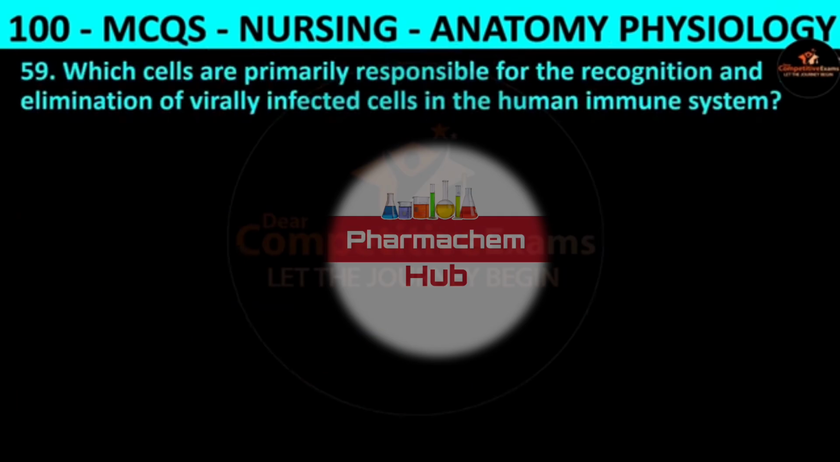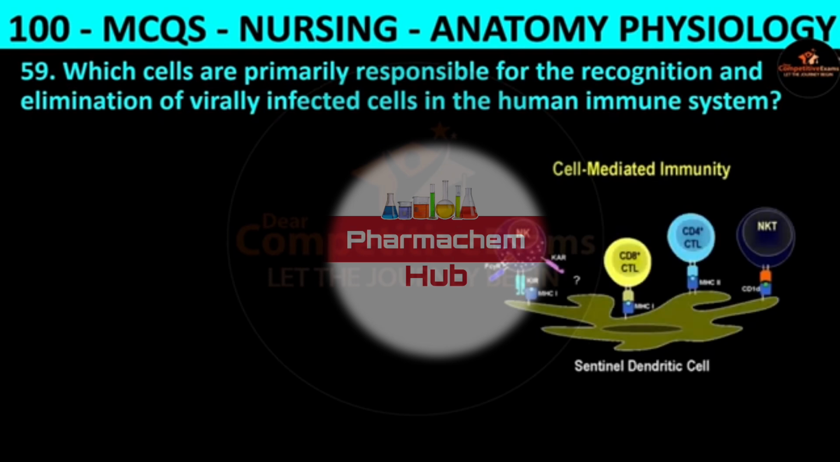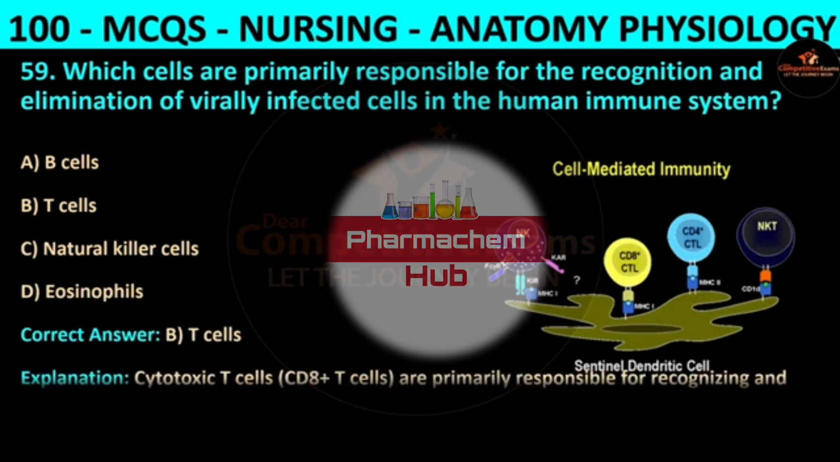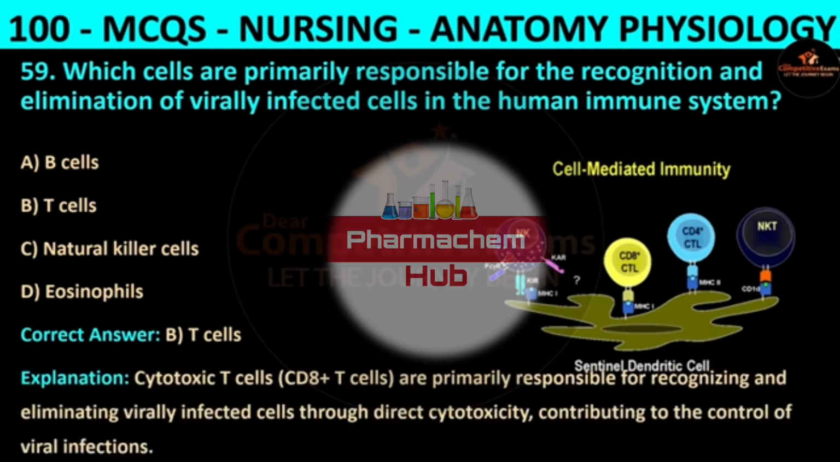Question number 59. Which cells are primarily responsible for the recognition and elimination of virally infected cells in the human immune system? The options are B cells, T cells, natural killer cells, or eosinophils. The correct answer is B, that is T cells. Cytotoxic T cells, CD8 plus T cells, are primarily responsible for recognizing and eliminating virally infected cells through direct cytotoxicity, contributing to the control of viral infections.